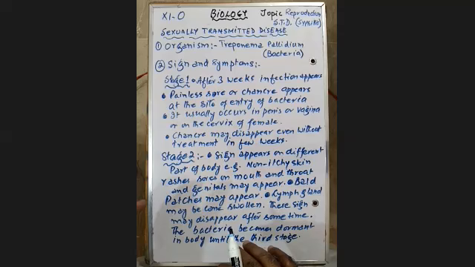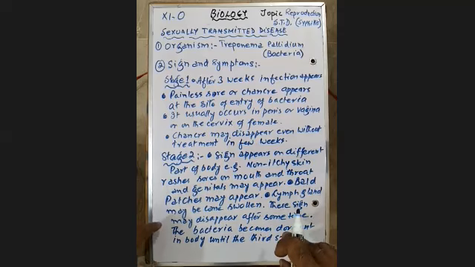In stage 2, what happens? Signs appear in different parts of the body. Non-itchy skin rashes, sores on the mouth, throat and genitals may appear. Bald patches may appear. Lymph glands may become swollen. These are the glands present in the neck region, below the armpit and in the groin region. The signs in the second stage are also not so dangerous, but these are the alarming signal for the patient to go to the doctor.